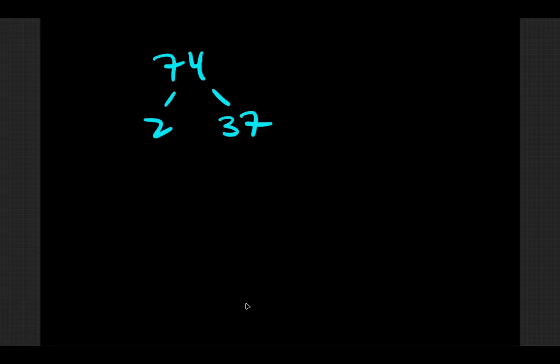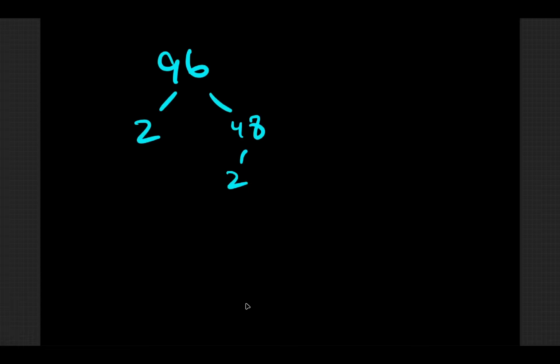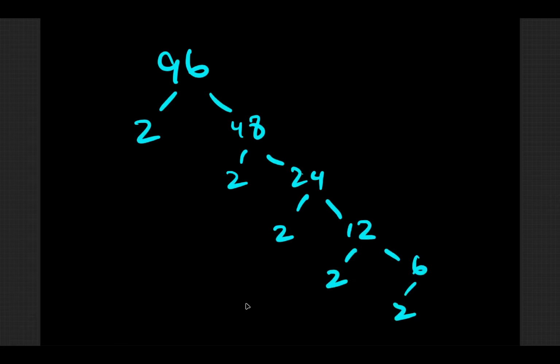Let me pick a better number. Let's pick 96 and factor it. Let's take a 2 out of here, it's going to be 48. Take another 2 out, that's 24. Take another 2 out, that's 12. Take another 2 out, that's 6. 2, and then 3. So 96 would be 2 to the 5th times 3 to the 1st.